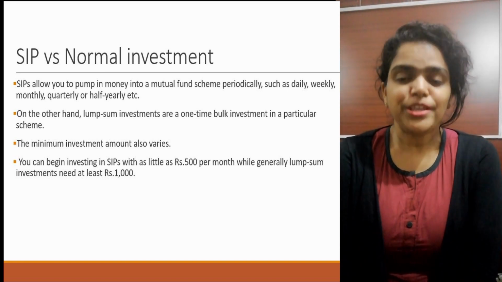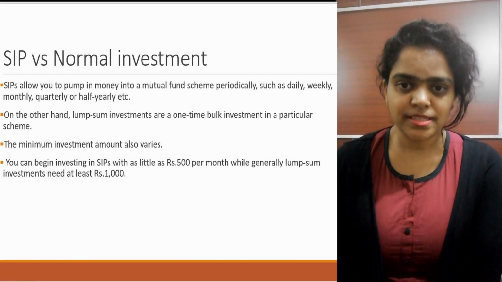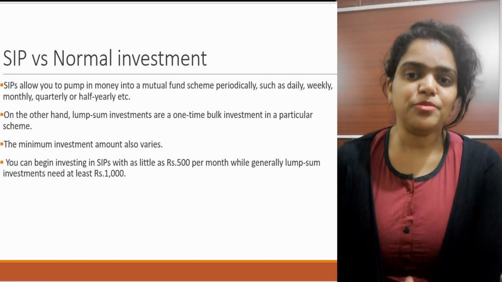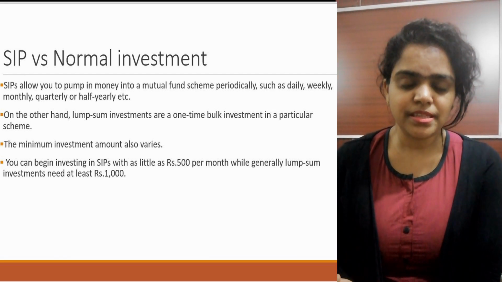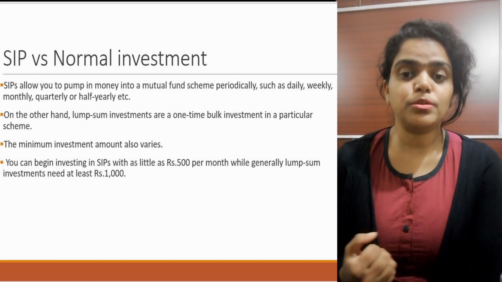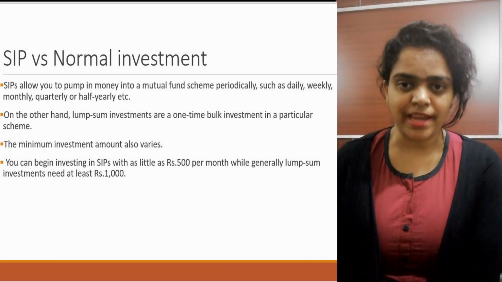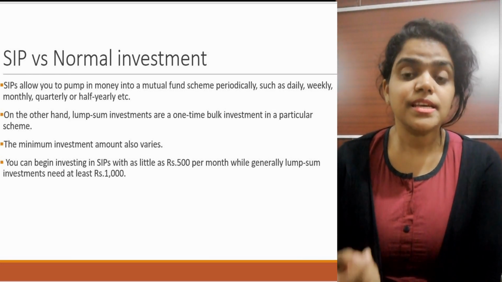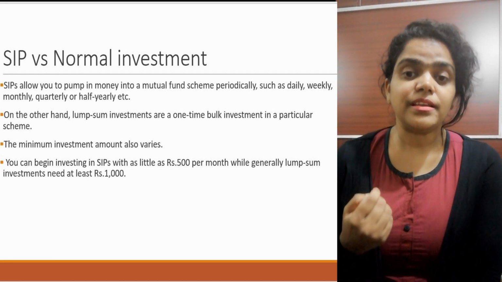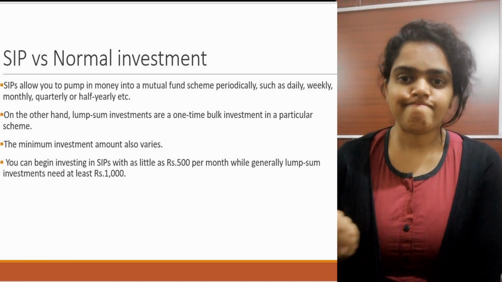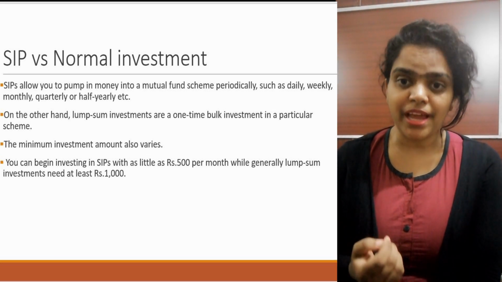Right. Moving to the next slide, the advantages of SIP. So as discussed, you can start the investment with as little as 500 rupees. Asset management companies manage the mutual fund, so we do not need to monitor the market closely. They will track it. The next is, since the investment is periodic, it results in average cost and it will help in maintaining the financial discipline.